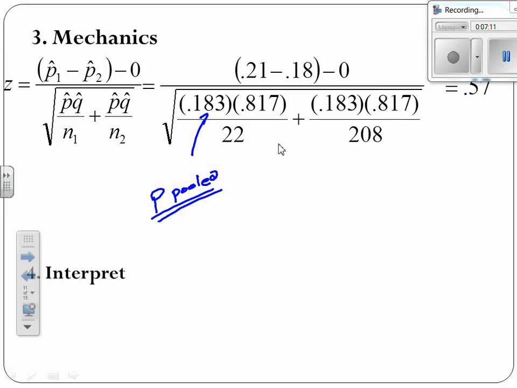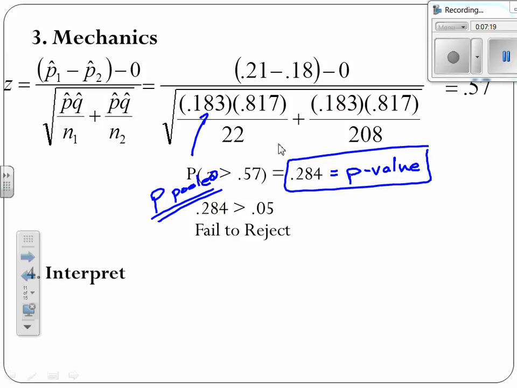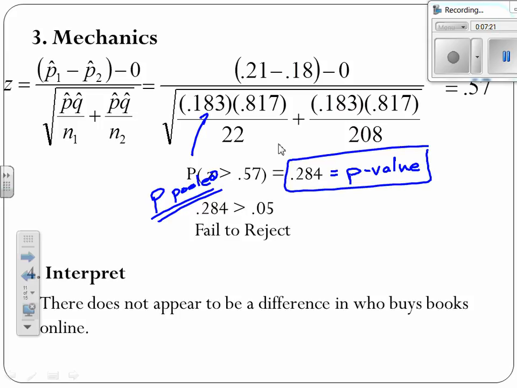So our z-score here is 0.57. So our p-value, right, there's the p-value, 0.284. We're going to fail to reject, which means that there does not appear to be a difference, right? Because again, H0, now all of a sudden this is what we think is true, that p1 equals p2.